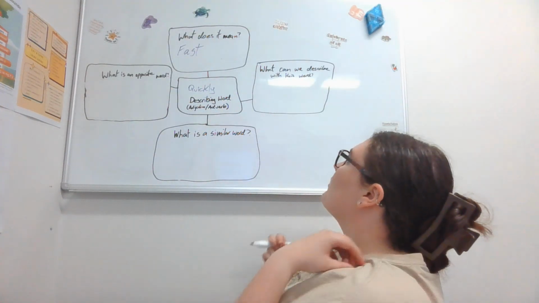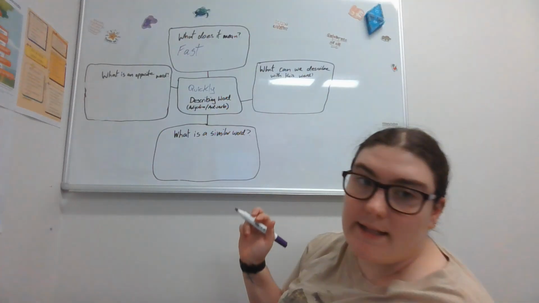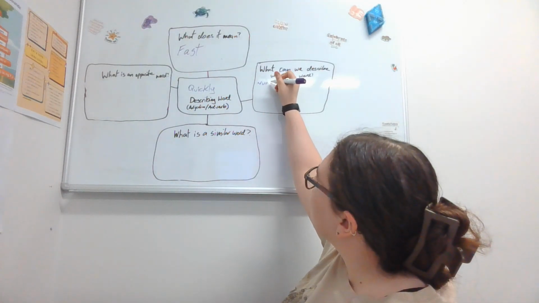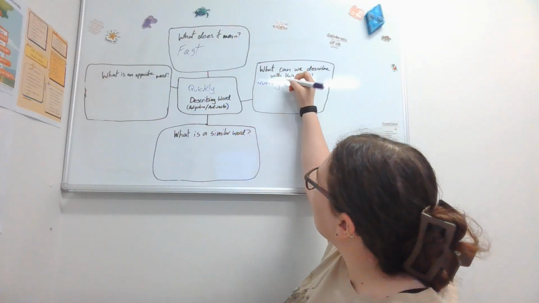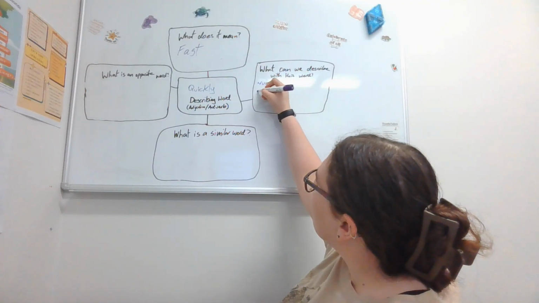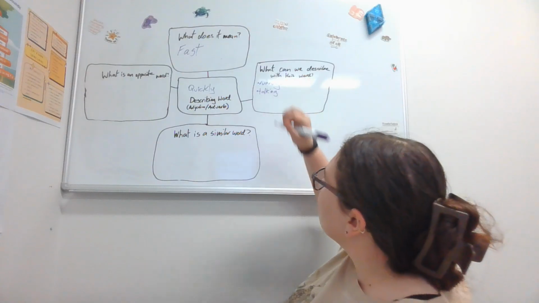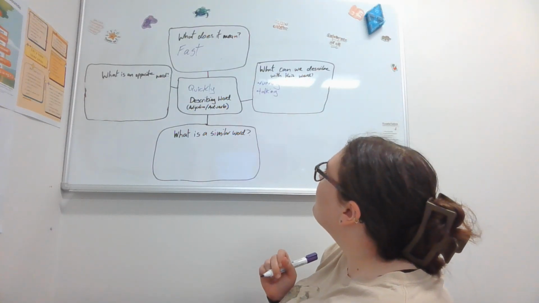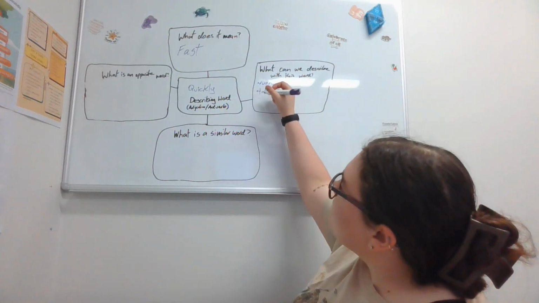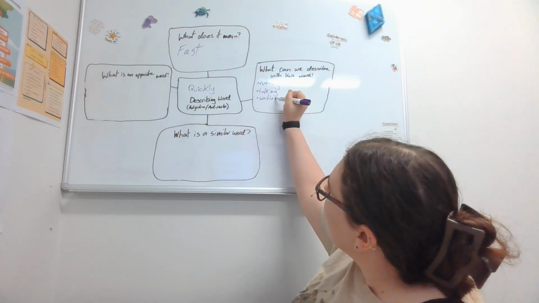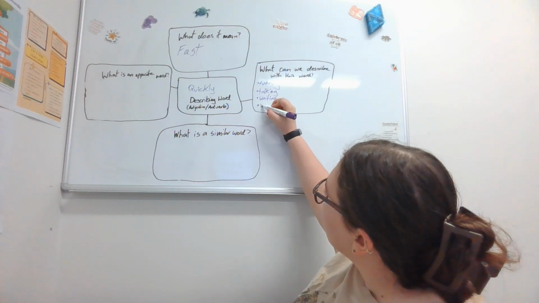What can we describe with this word? We can say that someone is running quickly. Someone might be talking quickly. We might say that they're writing quickly. Or they're walking quickly.